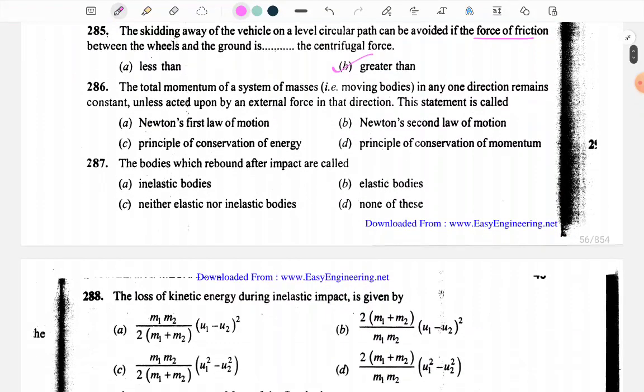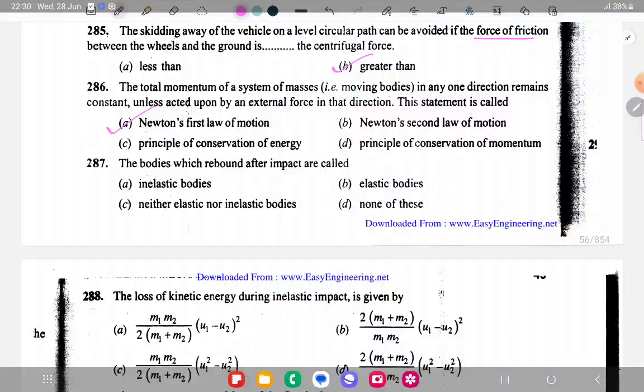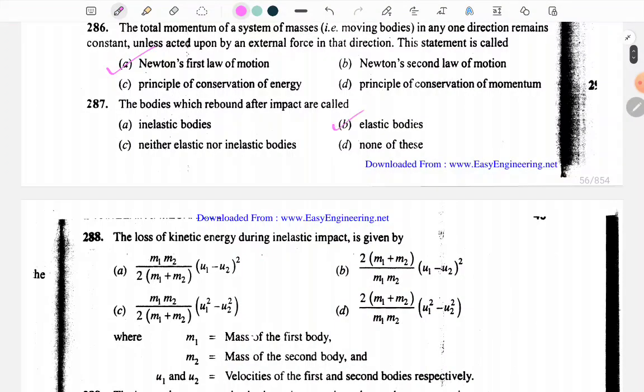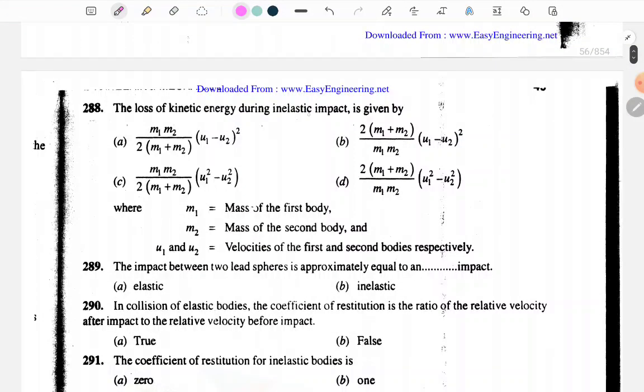Total momentum of a system of masses in any one direction remains constant unless external forces act in that direction. This statement is known as Newton's first law. The bodies which rebound after the impact are called elastic bodies. Loss of kinetic energy during the inelastic impact is given by the... That's correct, whatever you said. m1 m2 by 2 m1 plus m2 into u1 minus u2 whole square, not inside square, it is whole square, and here u1 u2 only inside, m1 m2, here 2 will be there.